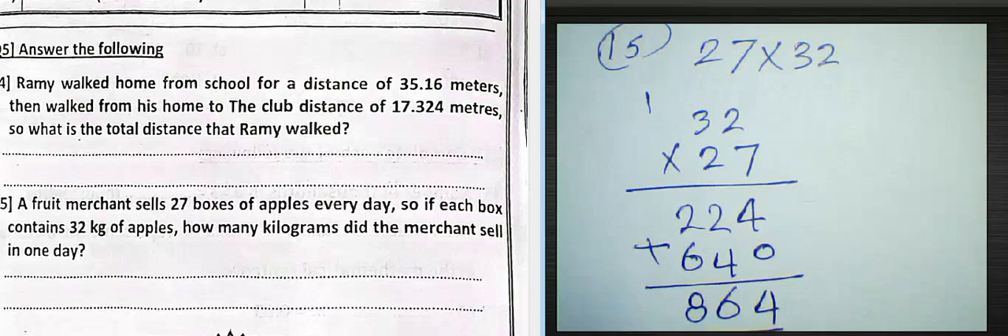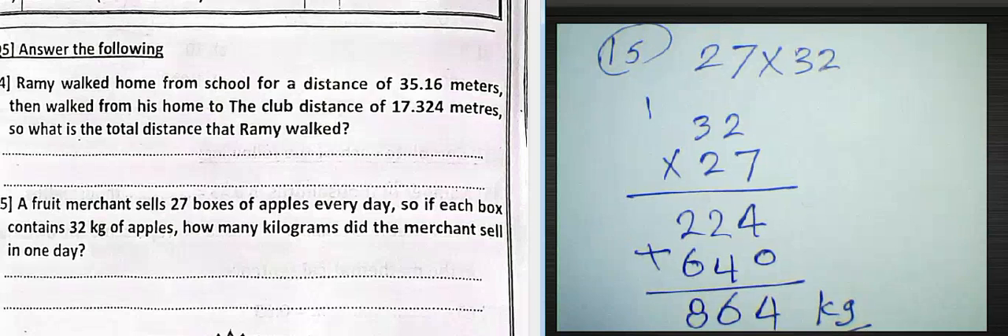How many kilograms did the merchant sell in one day? Right, 864 kilograms is the total, because he sells 27 boxes of apples every day. If each box contains 32 kilograms of apples, then the number of kilograms that the merchant sells in one day equals 864 kilograms.